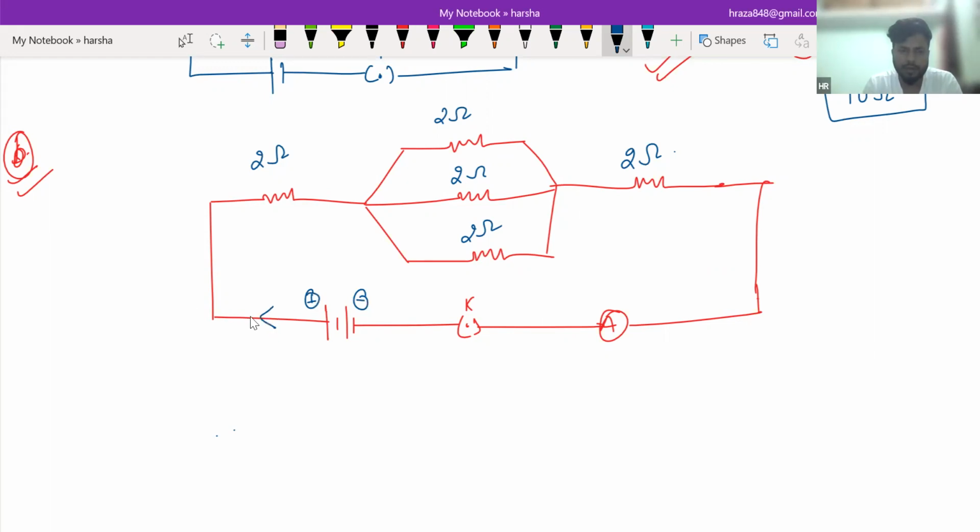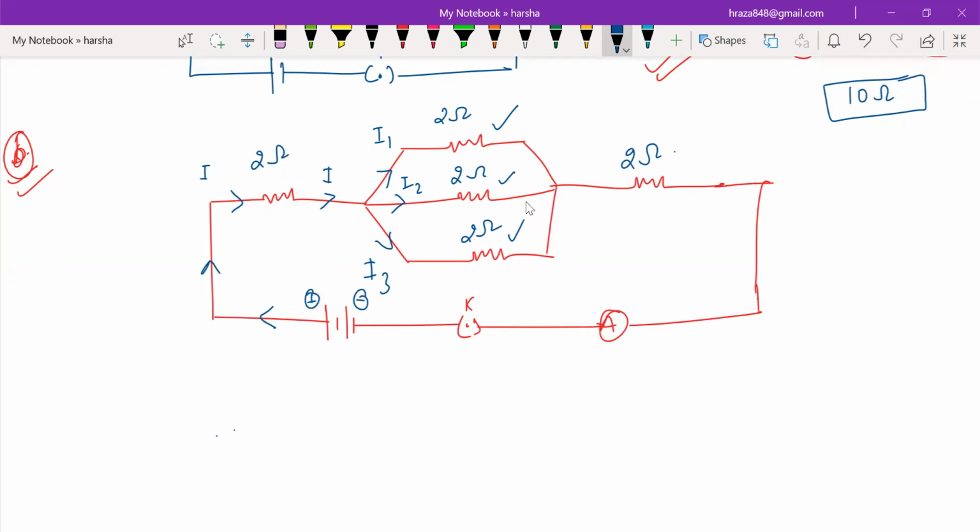You see, current starts from here. Now you can see I is going, but now I has three paths. So I will be distributed in three parts, I1, I2, and I3. So you can see in which combination these 2 ohm, 2 ohm, and 2 ohm are connected. Is it parallel or series? Please tell me. Parallel. So you just have to calculate parallel separately, so that after these three resistances will be combined in series.